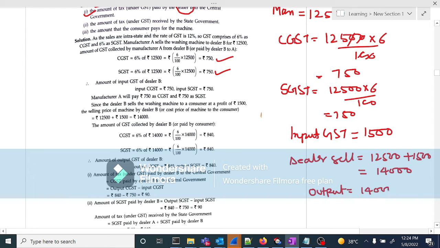So 14,000 at 12%, we'll take 6% each for SGST and CGST. Okay, so we'll say output CGST: 14,000 at 6% is 840. Same will be SGST, right?